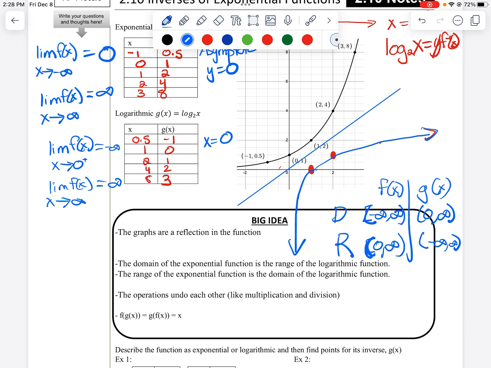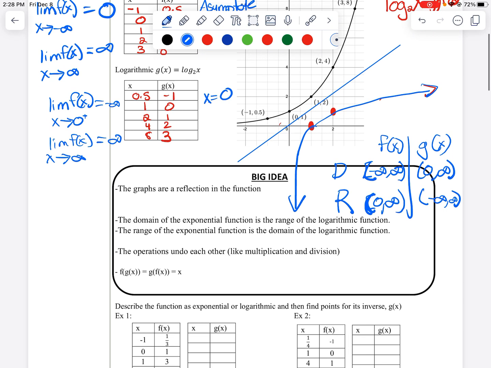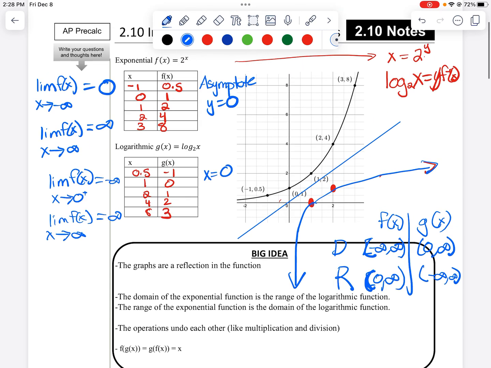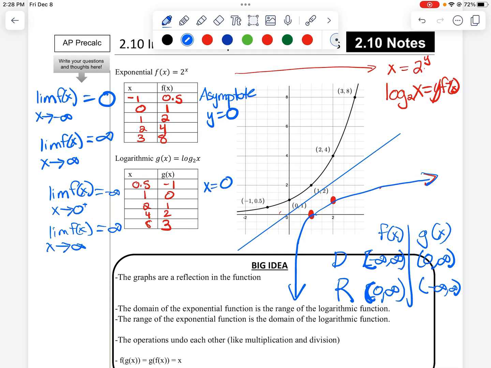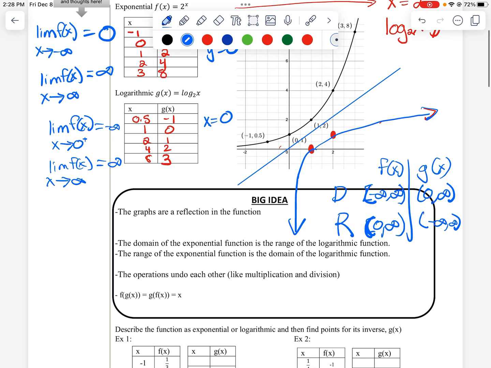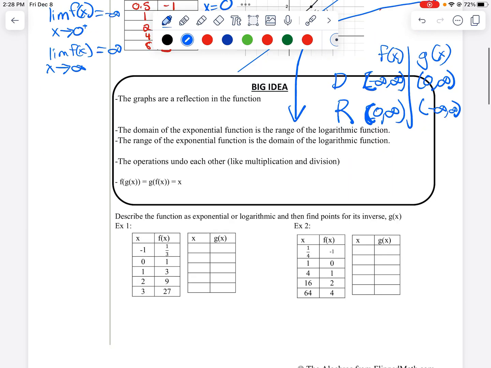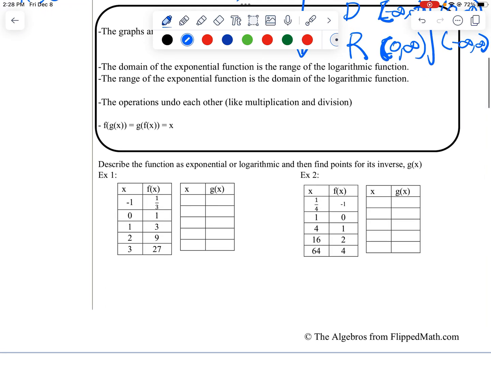Now, operations also undo each other. Similar to multiplying and dividing, a log undoes an exponent, and an exponent undoes a log. We could see that up here. If it was an exponent, we could undo it with this log. And as a reminder, if it is an inverse, the composition of the functions equals x. So how do we tell if something is exponential or logarithmic?